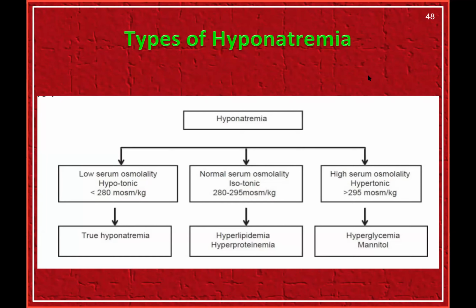So hyponatremia, as we have earlier seen, first of all we look at the tonicity. That means, is it isotonic, hypotonic, or hypertonic? That again puts us in a different differential diagnosis. So if the tonicity is normal or high, then we are dealing with something other than a true hyponatremia. As you can see here, isotonic and then hypertonic.